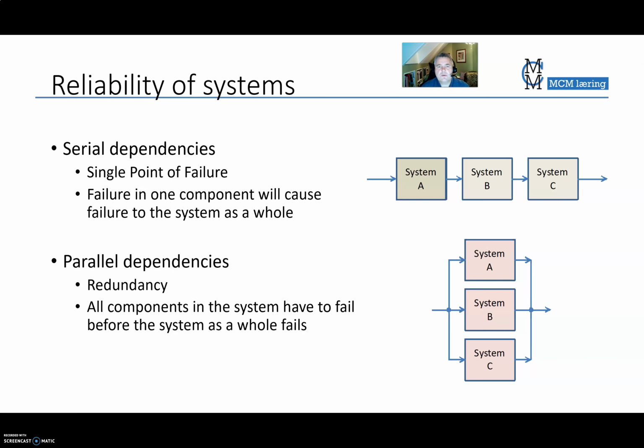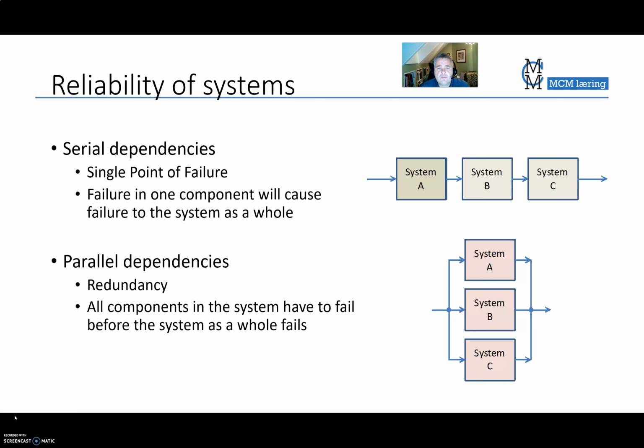Reliability of systems. This is the third film about reliability, unreliability and failure rates. When we have a complete system, it's always made up of subsystems, and we have to be able to calculate the overall MTBF and failure rate of systems made up of subsystems. Such systems have dependencies. So you have something called serial dependencies, and you have something called parallel dependencies.